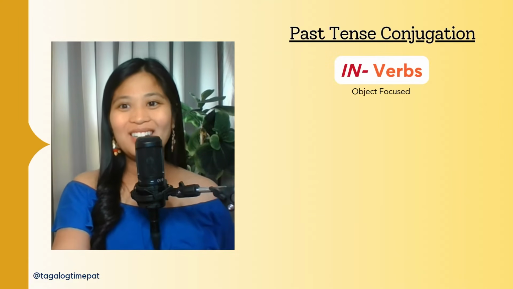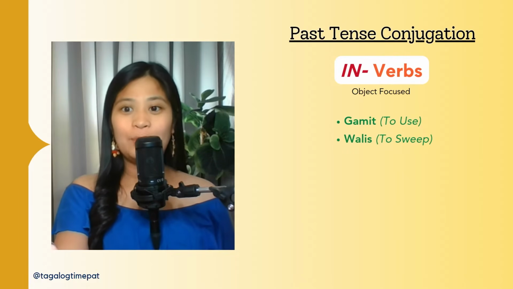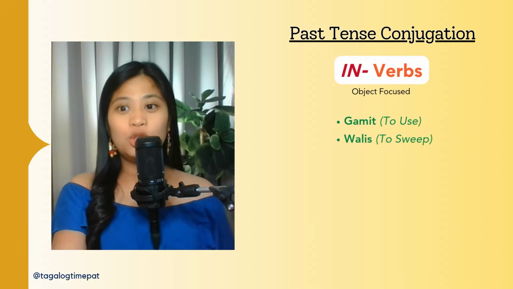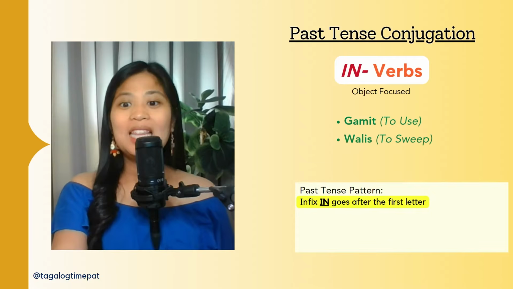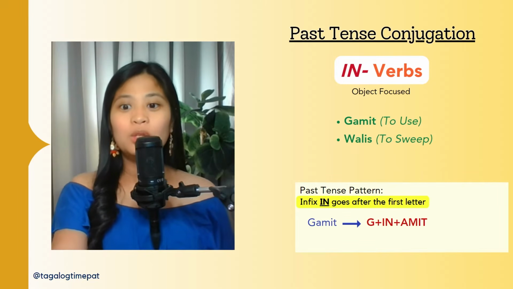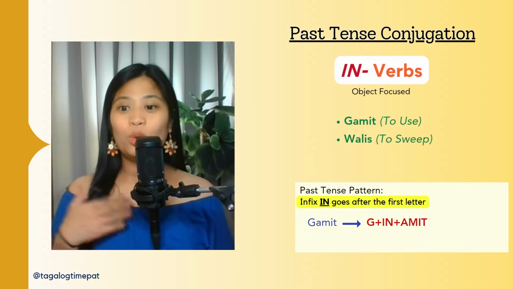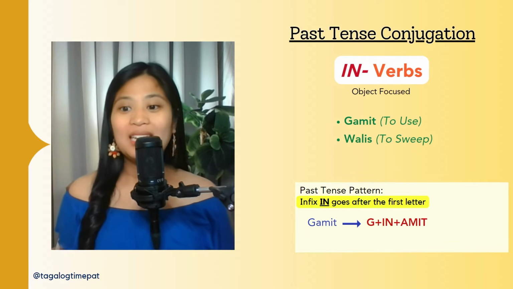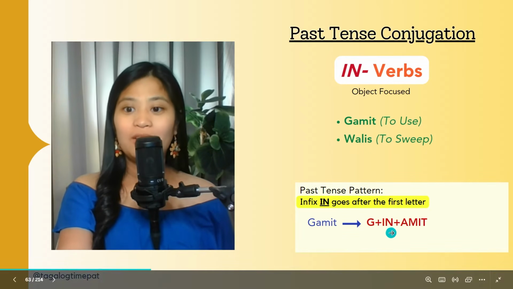All right, so let's take a look at in verbs. These are usually object focused, and here are some examples. Gamit means to use. Walis means to sweep. In the past tense, the infix in goes after the first letter. So gamit, to use, in the past tense is ginamit. Ginamit ko, I used something. So you can see in just goes after the first letter.